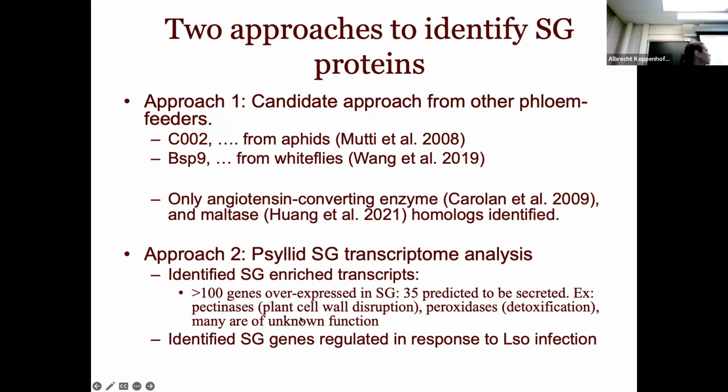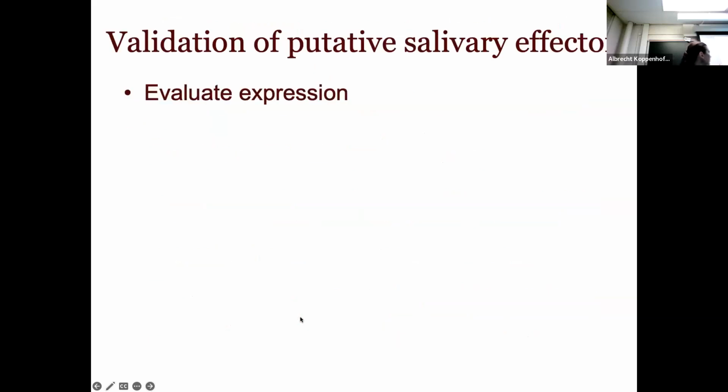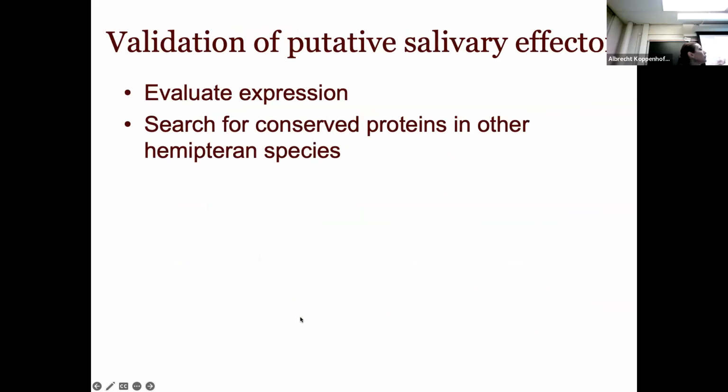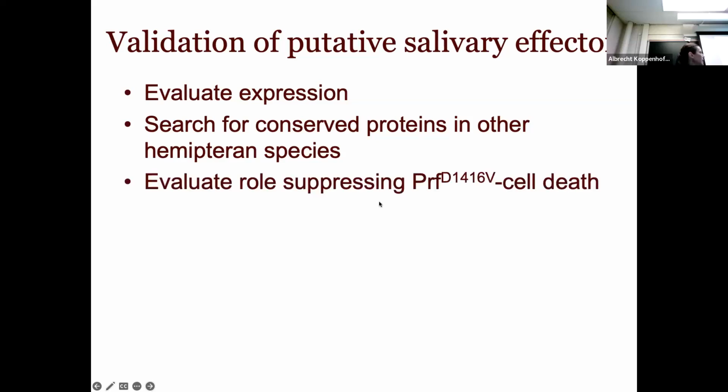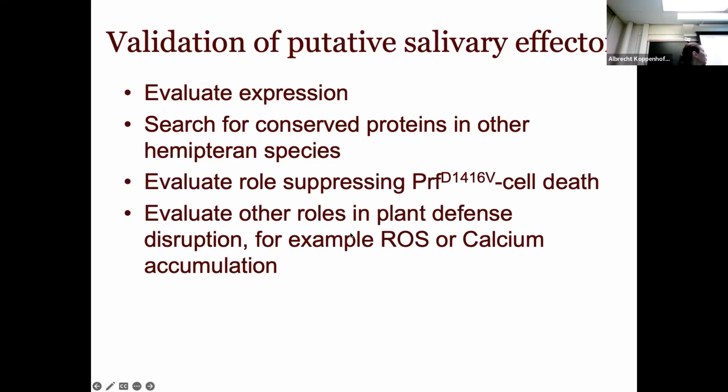We haven't published any of those, so I'm not going to give a lot of details. But we evaluate the expression, and we look to see whether they're conserved: are they unique to psyllids, unique to phloem feeders, unique to Bacterial Sarcocarelli? We look at the role in suppressing programmed cell death, we look at the role in suppressing ROS, calcium, callose deposition, different tests, and we see which ones are of interest. For the ones of interest, we screen our yeast two-hybrid library. For example, the first one that we did very efficiently suppresses cell death and very efficiently suppresses ROS, and we're screening our yeast two-hybrid library.